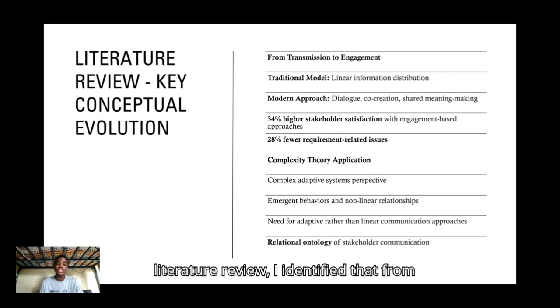Literature review. My literature review identified that from transmission to engagement, traditional model, which is the linear information distribution, and the modern approach, dialogue, co-creation, shared meaning making, 34% higher stakeholder certification with engagement-based approaches, 28% fewer requirement-related issues. And we could also see that the modern approach of communication was more engaging and increased communication among stakeholders. The complexity theory applications, complex adaptive system perspective, emergent behaviors and non-linear relationship, need for adaptive rather than linear communication approach, relational ontology of stakeholder communication.